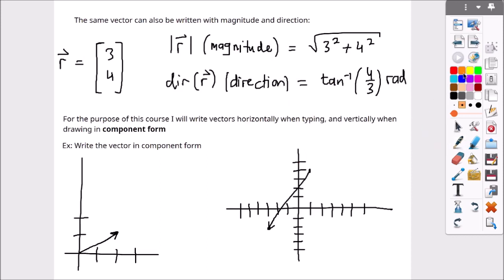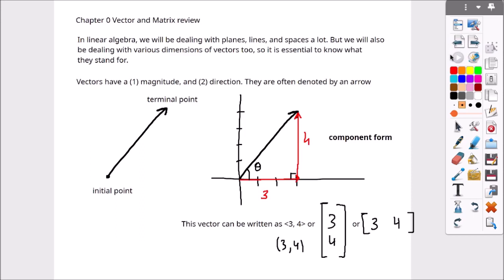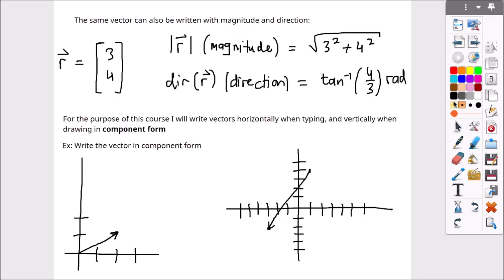Of course, you'll have to do a slightly weirder calculation because arctan doesn't have a domain that covers the entirety of the unit circle. So if it's pointing this way, you'll have to do a weird calculation to figure out what that angle is. But that's not very important. That's just to let you know what a vector is. The component form is the most important thing. So we're going to write these vectors in component form.